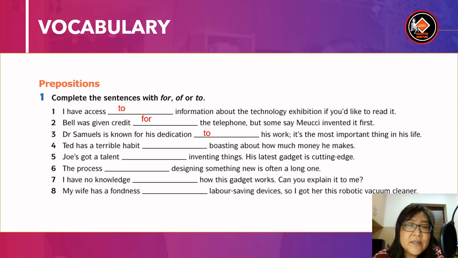Number 4, Ted has a terrible habit of boasting about how much money he makes. Next, number 5, Joe's got a talent for inventing things. His latest gadget is cutting edge. Number 6, the process of designing something new is often a long one. I have no knowledge of how this gadget works. Can you explain it to me? And number 8, my wife has a fondness for labor-saving devices, so I got her this robotic vacuum cleaner.